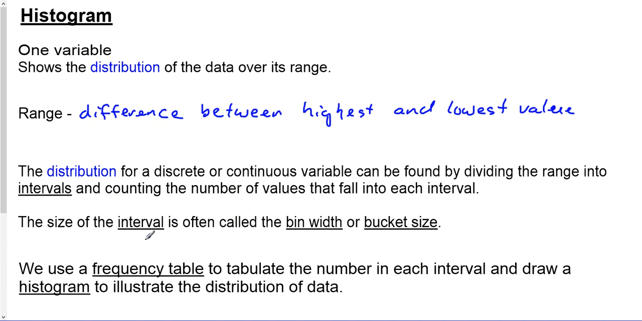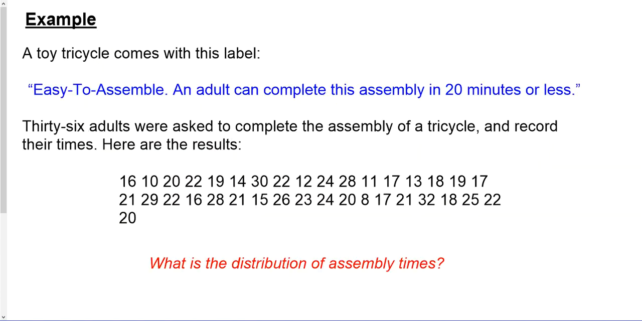Then we organize all of this in a frequency table, which basically tabulates the intervals and the number of things that are in each interval, and then we make a graph from that frequency table called a histogram, and that histogram illustrates that distribution. So let's take a look at an example here.